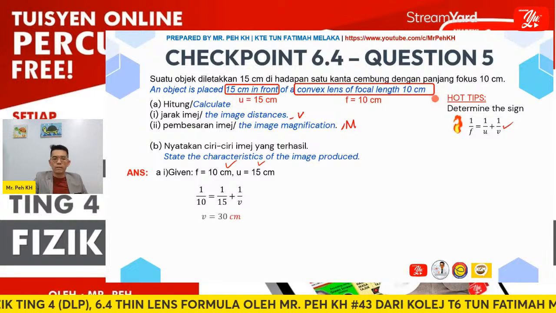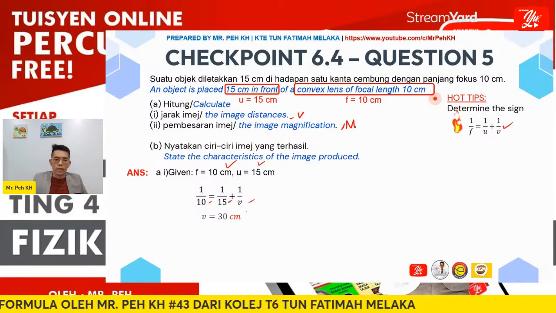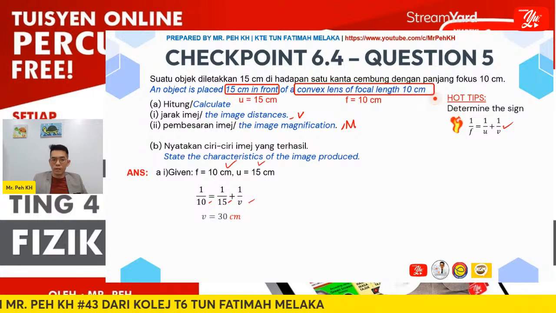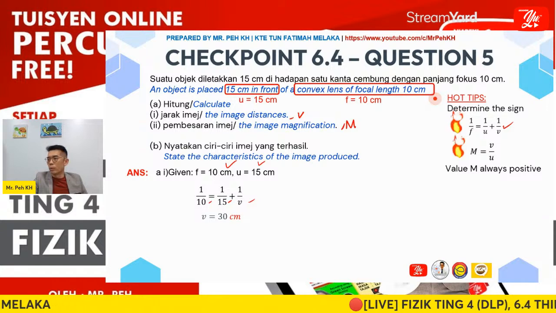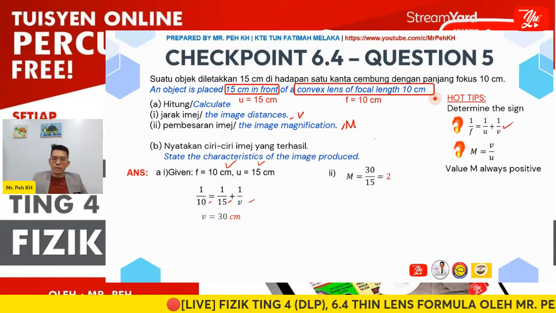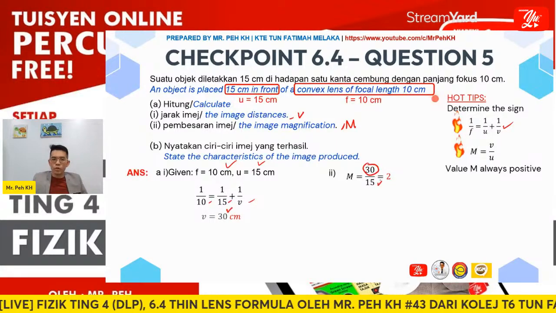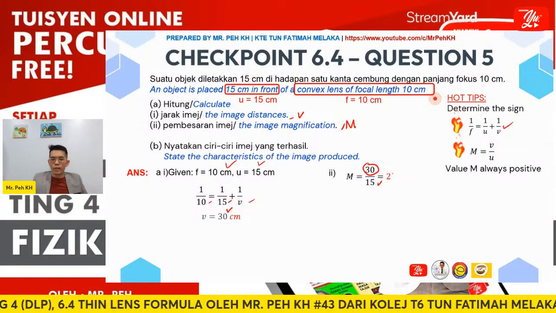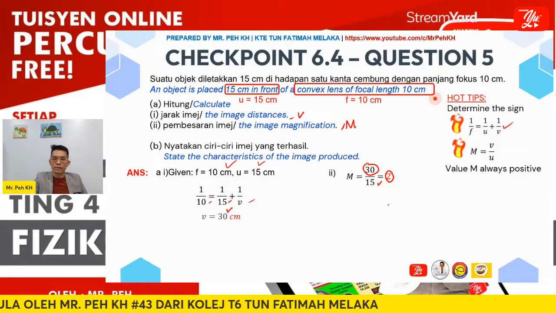Okay, so you get 30. Okay, so you substitute, rearrange, you get 30. This is positive value. So the magnification, again, will be using formula V over U and will be always positive. Okay, then here the V we get is 30. U given by question is 15. So you get the magnification is 2, which is greater than 1. So this will be magnified.